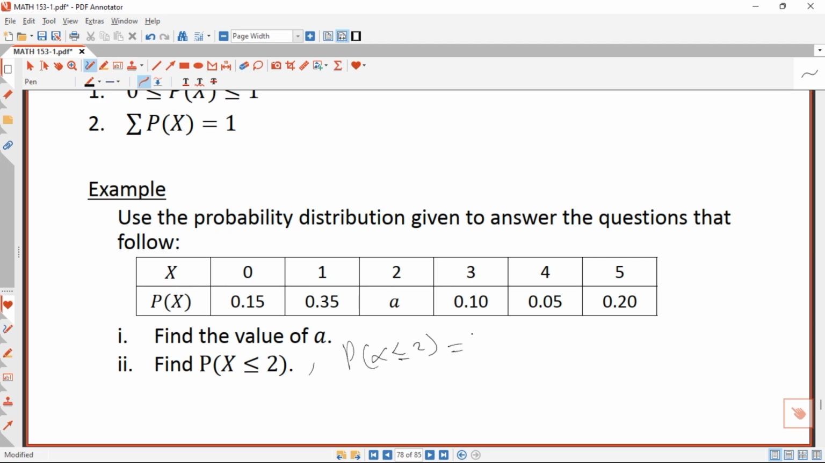It means that the probability that our x is equal to 0 plus the probability that our x is equal to 1 plus the probability that our x is equal to what? 2. Because they want us to sum, right? If our x is less than or equal to 2, it means that we are supposed to end here. So you are going to add everything from 0 to what? 2. So here you are going to get 0.15 plus 0.35 plus 0.15, because we know the A to be what? 0.15.